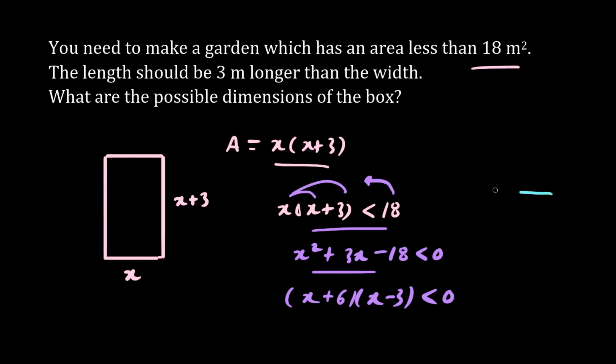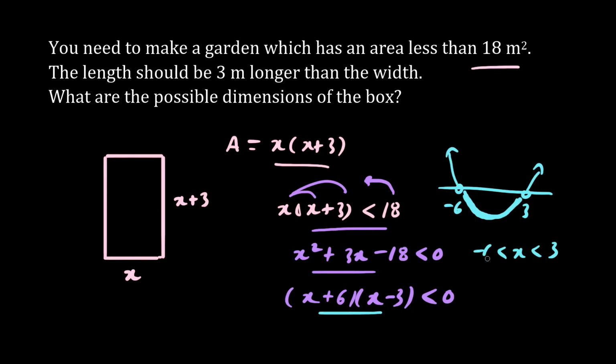So when doing a rough sketch of the parabola, we have the critical values 3 and negative 6. And drawing a happy face parabola, we focus on the parabola being less than 0, which is underwater. And so the domain is between these two numbers. We have x is between 3 and negative 6.